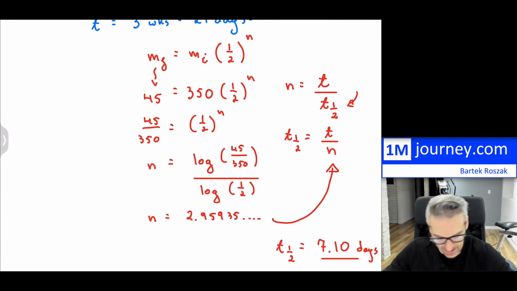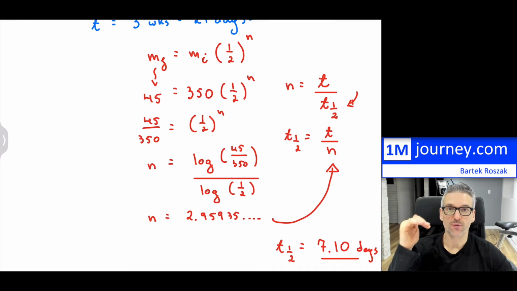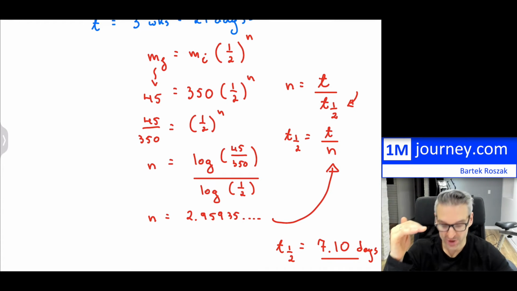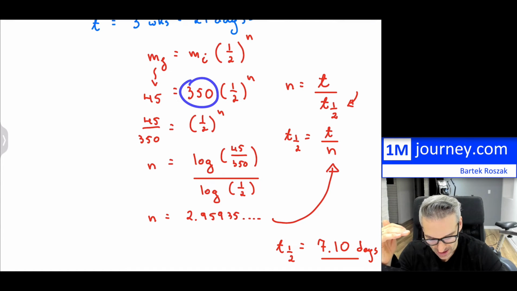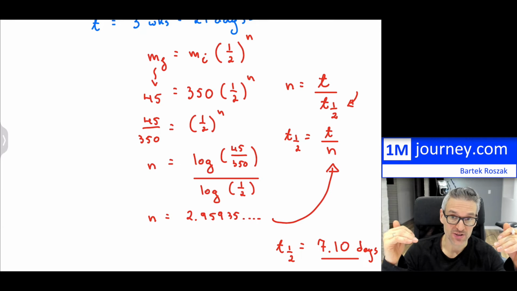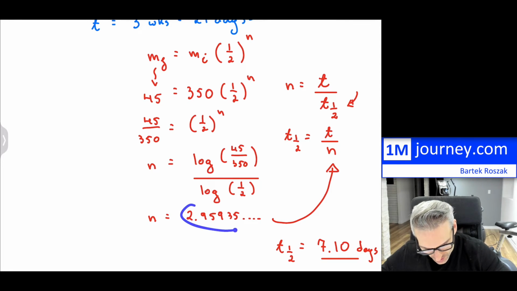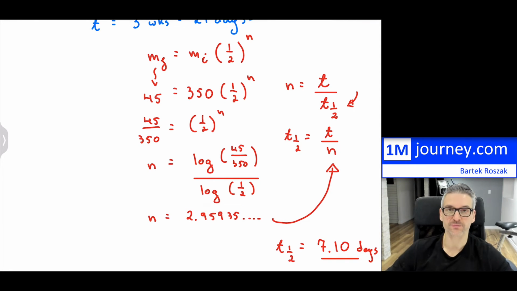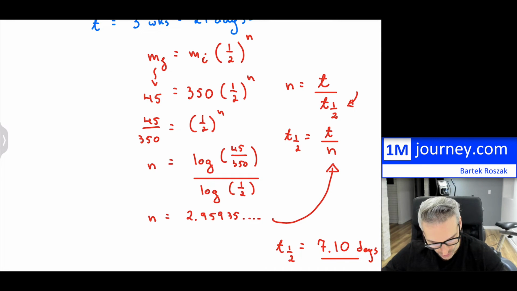Now, what does that mean? That means that we started with 350 milligrams. So if you want half of that, which would have been 175 milligrams, it would have taken about 7.1 days. And then again, if you want to half that, it's going to take another 7.1 days. Okay, and so on. And now we have gone through almost 3 iterations of this. So that is going to tell us the number of days that we have in total.